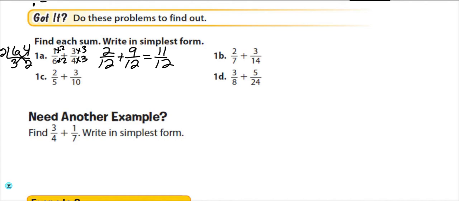Okay, let's look at 1b. 2 sevenths plus 3 fourteenths. Do they match? No. Can I change the 7 into a 14? Yes, I actually can do that. How can I do it? By multiplying these by 2. So I can just take these and multiply by 2, and I'm done. So I'll do 4 over 14 plus 3 over 14. So that was easy enough. Now I've got to work it out. So 4 plus 3, which is 7 fourteenths, or that makes 1/2.